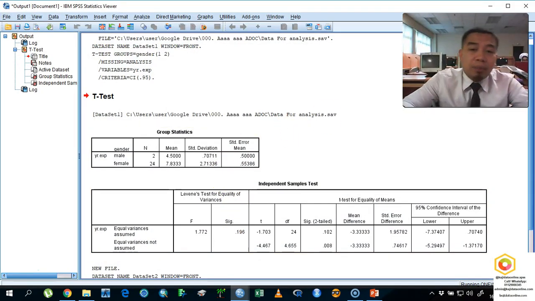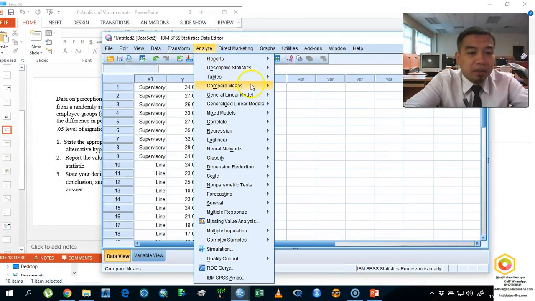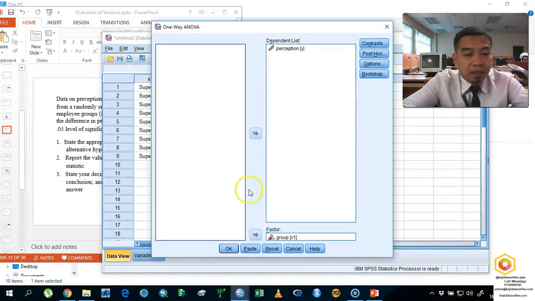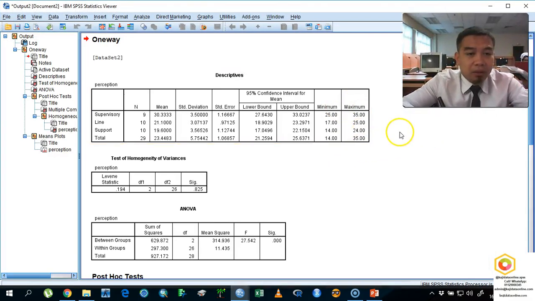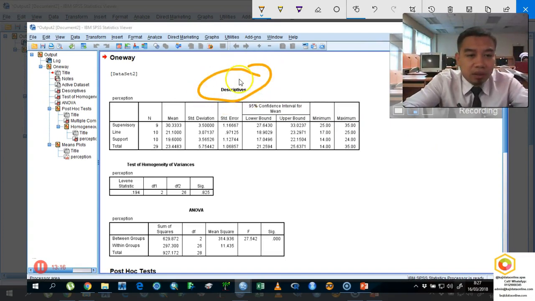After you click the OK button, the results are going to come out like this. Okay, I rerun again. The results will come out like this. So the first one is the descriptive statistics of the data. We have here the mean, standard deviation, standard error, lower bound, upper bound, minimum and maximum of the data in terms of the supervisory group, followed by the line group and support group. You have 9, 10 and 20, the total number of people selected based on that group.